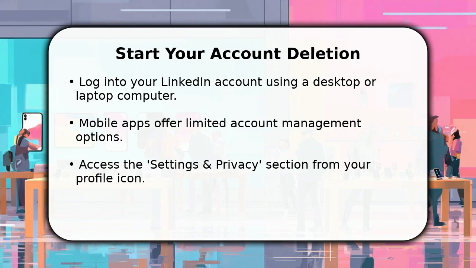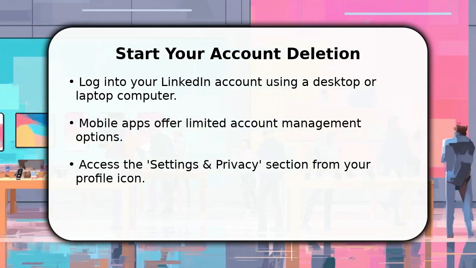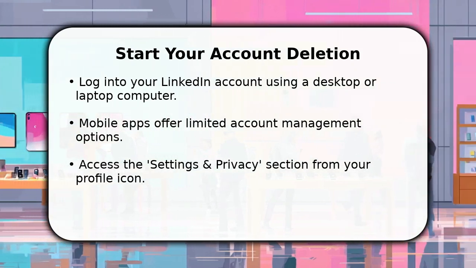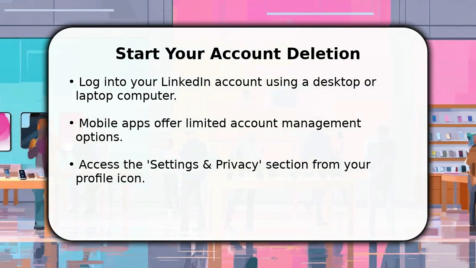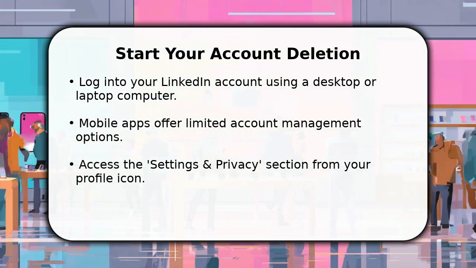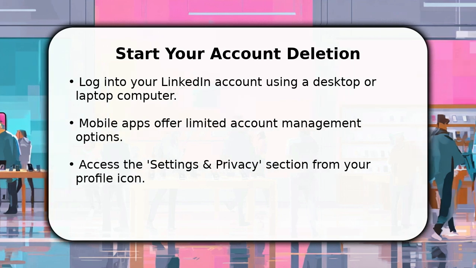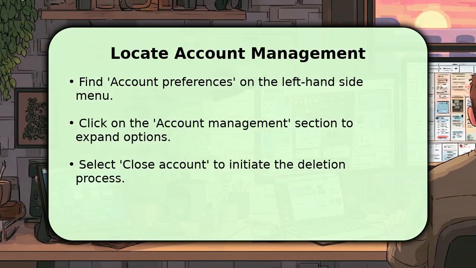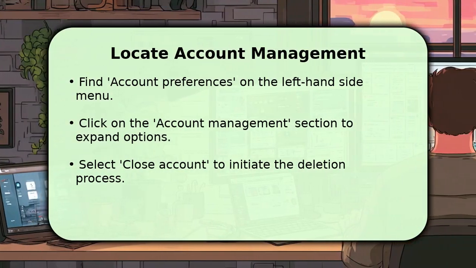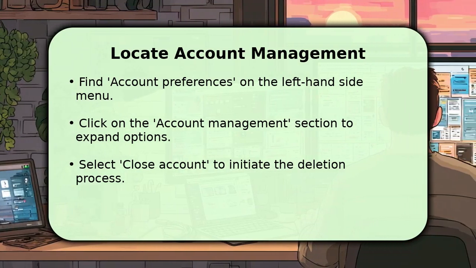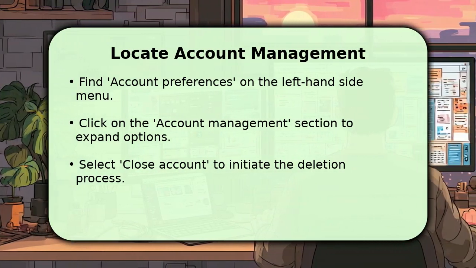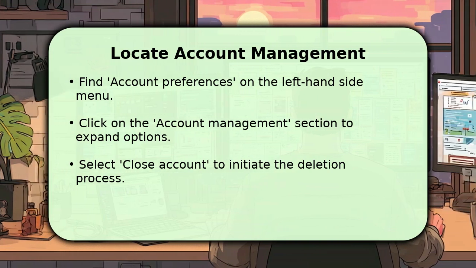From the drop-down menu, select Settings and Privacy to access your account management options. This is the crucial first step to ensuring your account is properly closed down. Within the Settings and Privacy page, you will find several tabs on the left-hand side. Look for the Account Preferences section, and then click on Account Management.